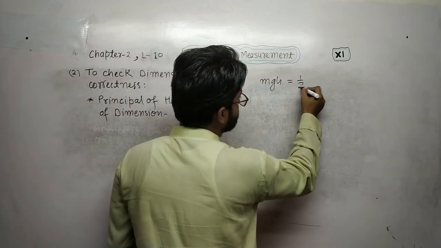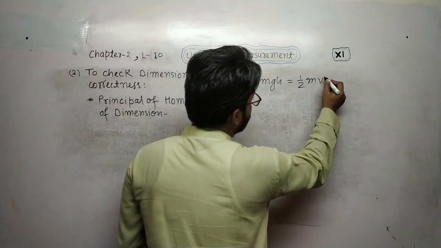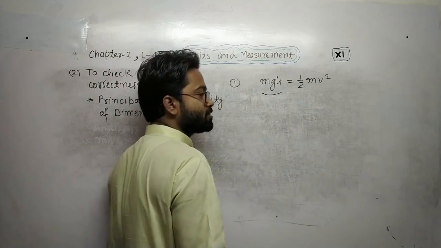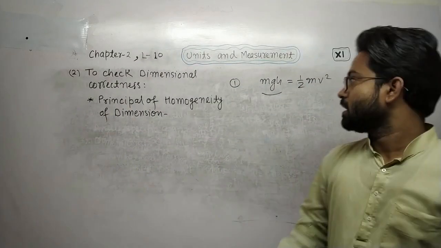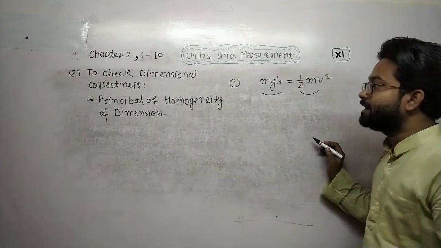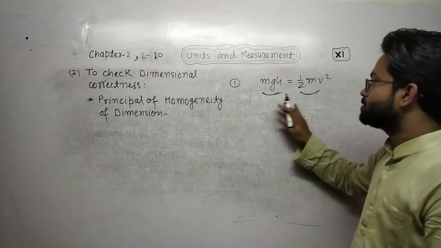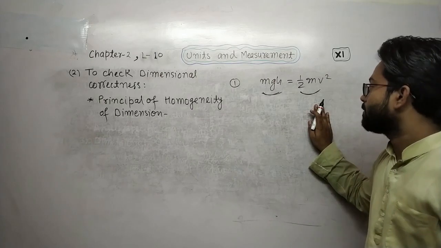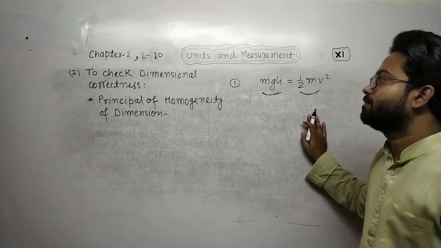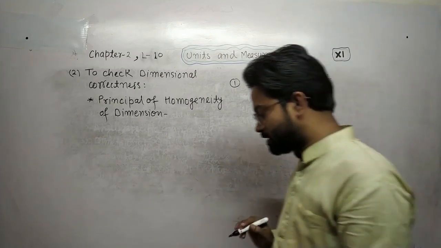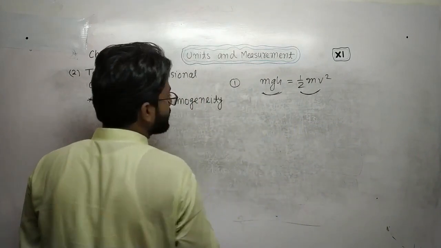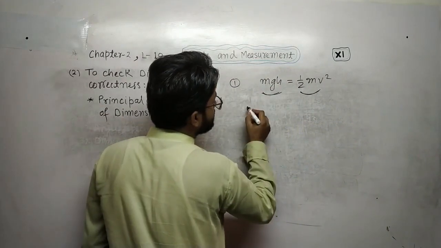Next example: check whether the equation is dimensionally correct or incorrect. mgh equals half mv square. We know that this is potential energy and this half mv square is kinetic energy. This is energy and this is energy, the same type of quantity. It may be equal. Let us check whether this is dimensionally correct or not.